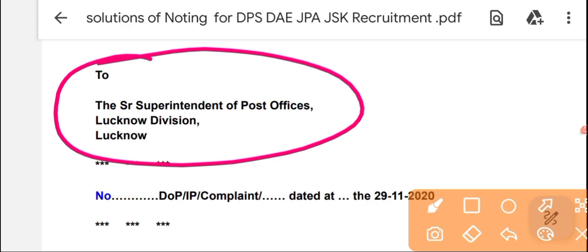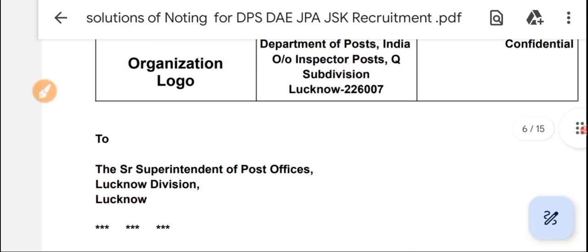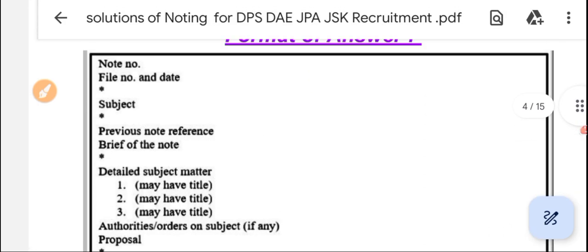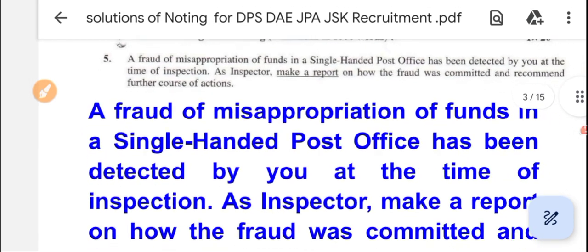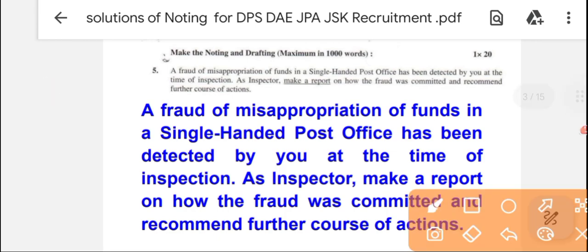As you have a question, assume it is about the inspector of the post office. Here it is written, inspector of post office. There are two types of inspector. One is the police inspector. Second is the inspector of the post office. This is called IPO.